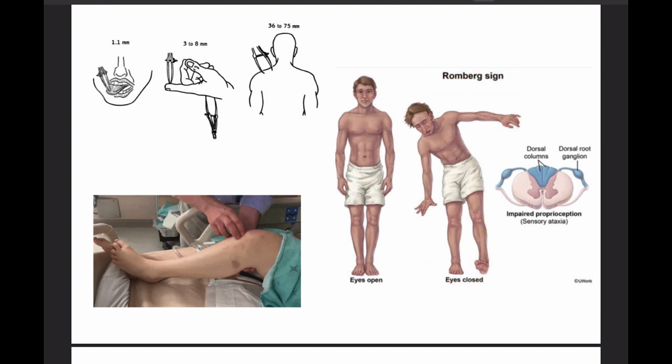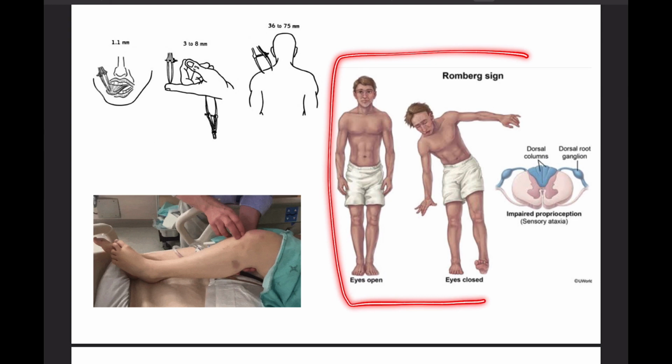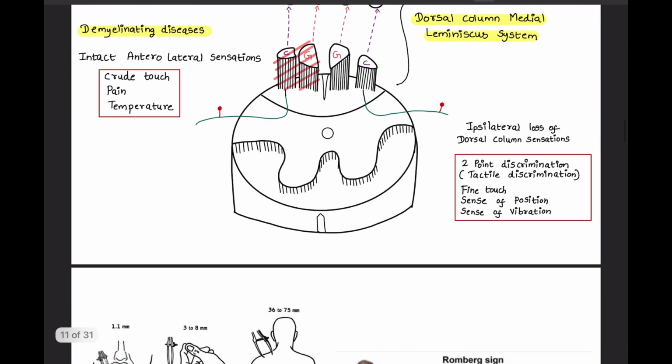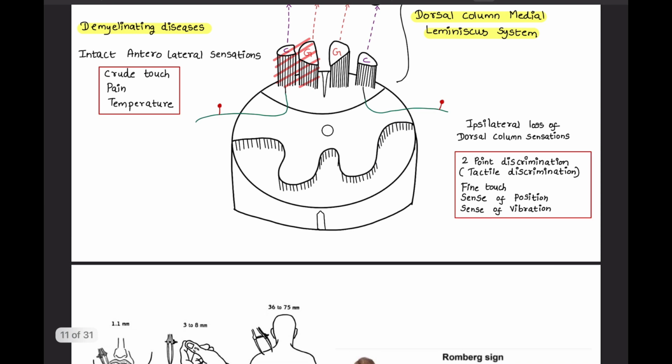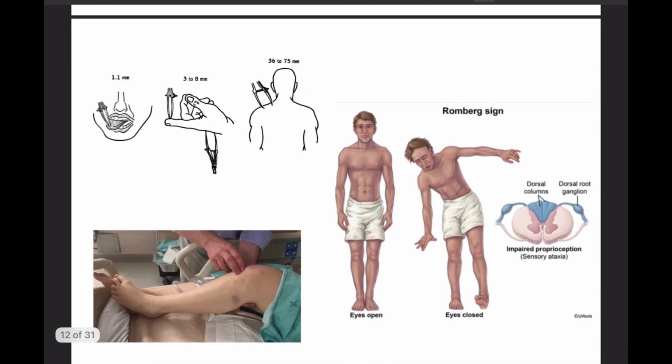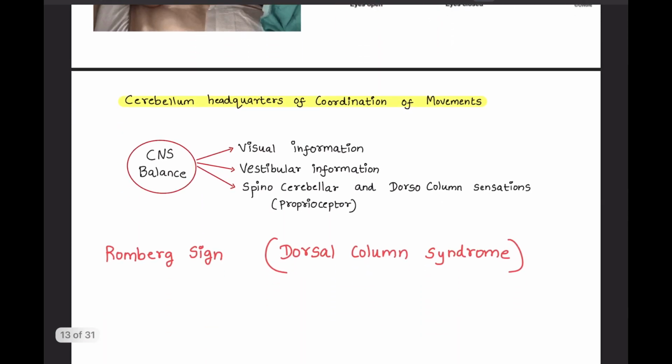So why is this happening in this condition? Please note that your sense of position, that is the position of our body and the position of our head, basically depends on three types of information: visual information, vestibular information and proprioception. These are controlled by the central nervous system.